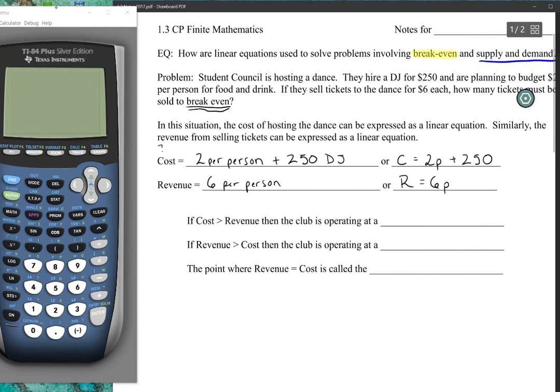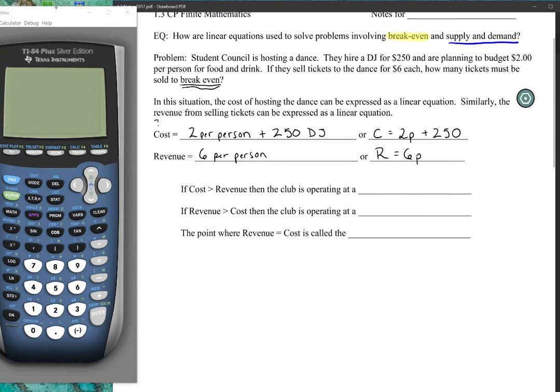Now, some general terms here. Just know if cost is greater than revenue, then that is when they are operating at a loss. If it's costing you more than what you're making, then you're operating at a loss. If revenue is more than cost, then you're operating at a profit. And where revenue equals cost, that is where you are just breaking even. That is known as the break-even point. So all of these things are very important if you own a business someday, or just in any general business. You want to be, of course, operating at a profit. You don't want to be losing.